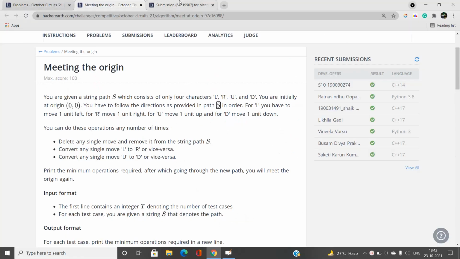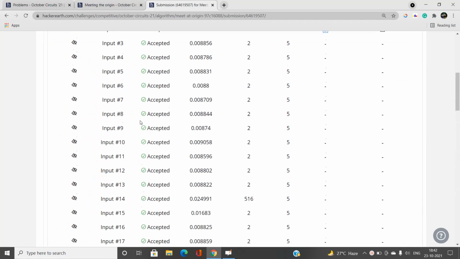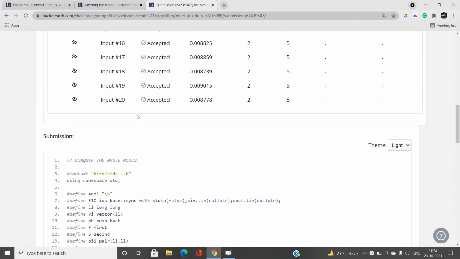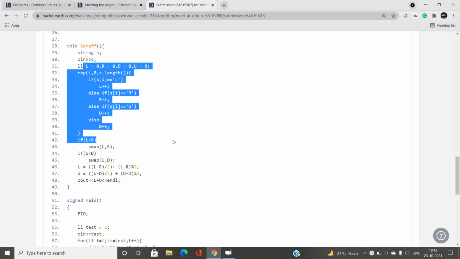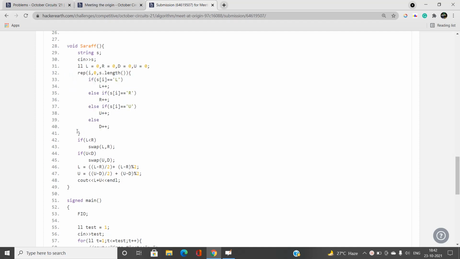So you can see all the test cases have been passed. What I've done is take the input and count L, R, U, D. And if we are done with this, I've used this operation to ensure that L will contain the maximum value among L and R, and U will contain the maximum value among U and D. Our answer is the minimum number of operations. You can easily see I printed the L plus U.